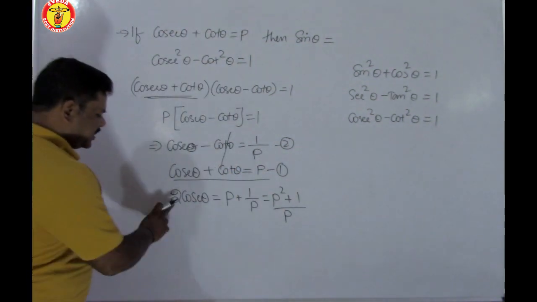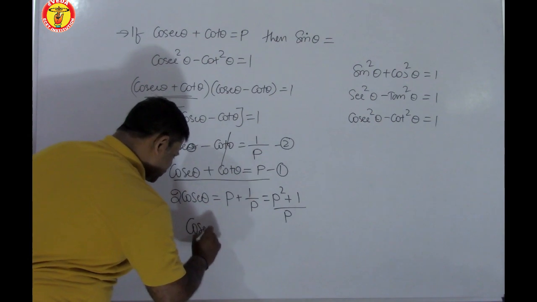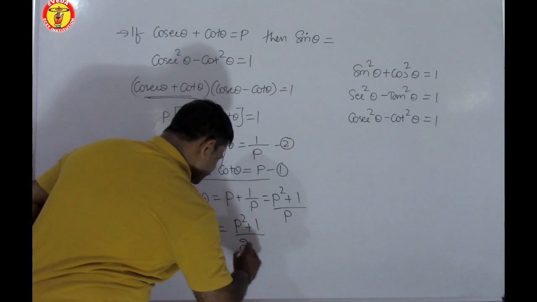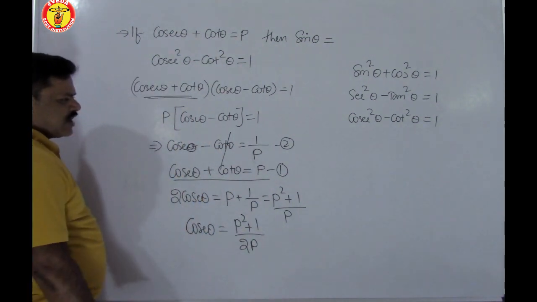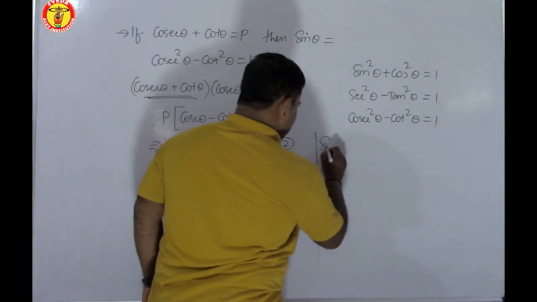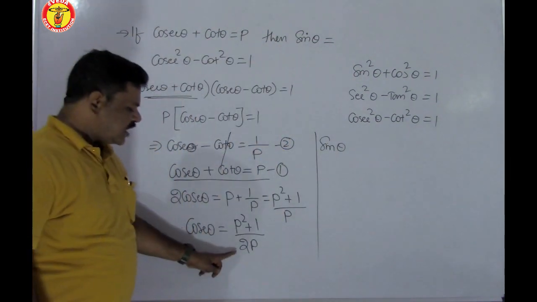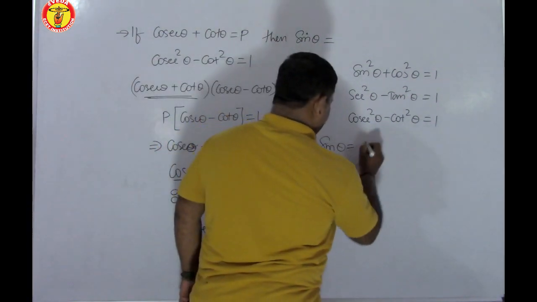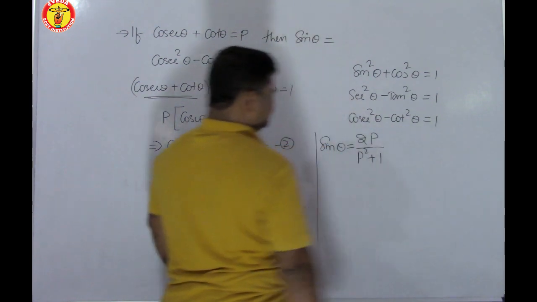Now see here, if I shift the 2 towards the right side, denominator, cosecant theta is equal to P square plus 1 by 2P. Now, cosecant theta is the reciprocal of sin. So if I rewrite this cosecant theta as sin theta, I am reciprocating the function, which means I have to reciprocate the opposite value also. Then sin theta will become 2P by P square plus 1.